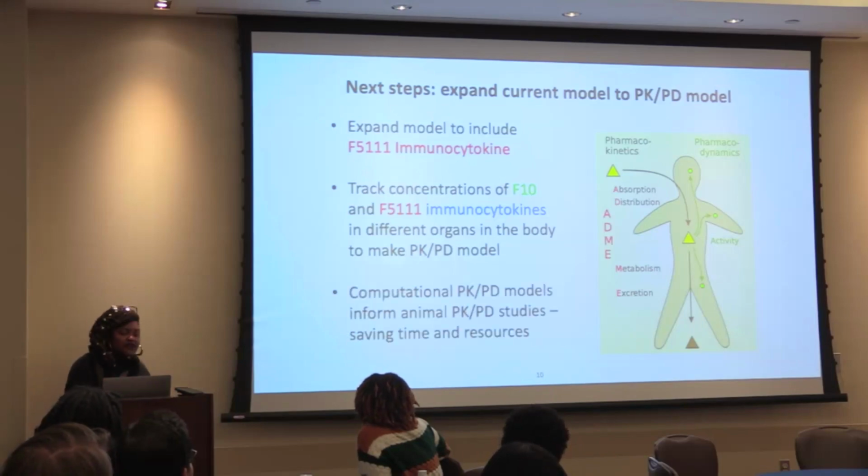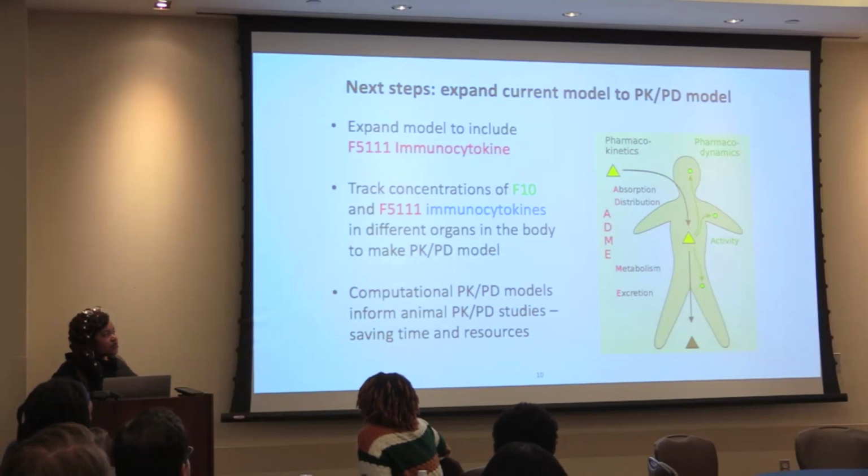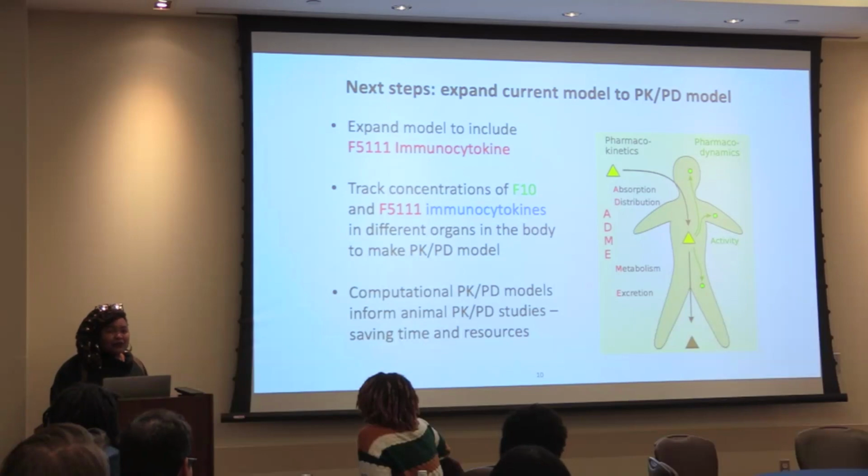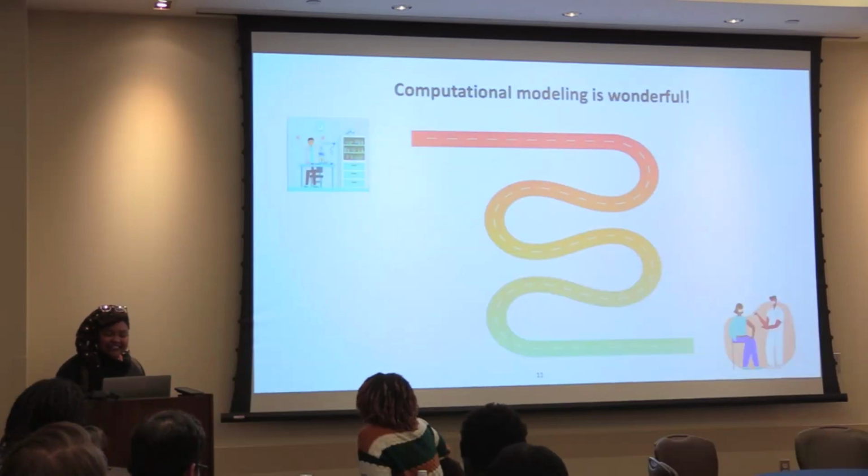Now, the wonderful thing about these computational PK/PD models is that they can inform the animal models, and that saves tons of time and tons of resources, especially if you're thinking about something like a worldwide pandemic, and you're trying to get a treatment out to people as quickly as possible. Computational work was used in order to help approve the COVID vaccine, the Pfizer COVID vaccine in Europe. So this is definitely something that you should think about and consider.